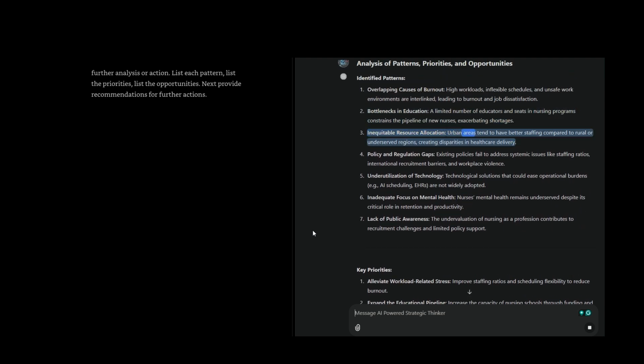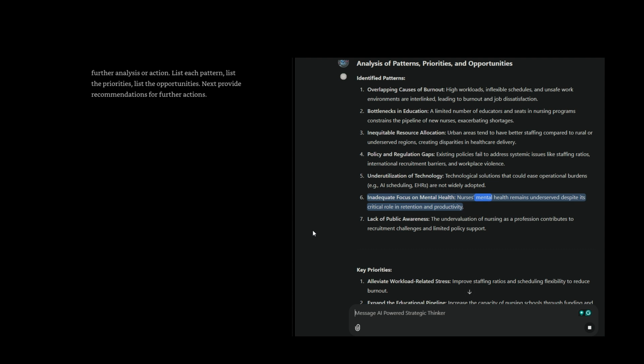Inequitable resource allocation: urban areas tend to have better staffing compared to rural or underserved regions, creating disparities in healthcare delivery. Policy and regulation gaps: existing policies fail to address systemic issues like staffing ratios, international recruitment barriers, and workplace violence. Underutilization of technology: technological solutions that could ease operational burdens, e.g., AI scheduling and EHRs, are not widely adopted.